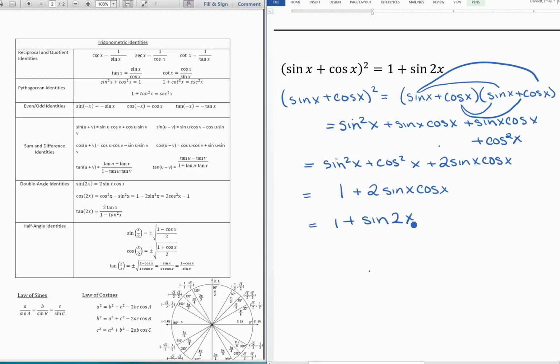And that's what we were trying to verify. So we started with the left-hand side and step by step got to the right-hand side.